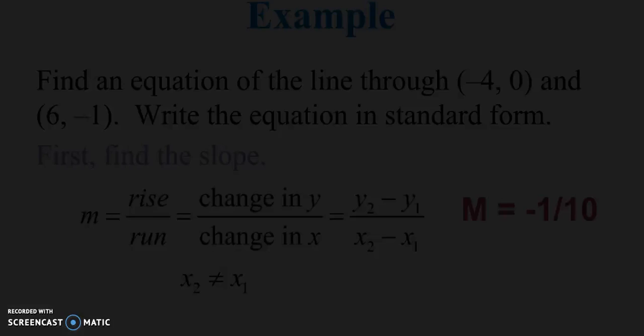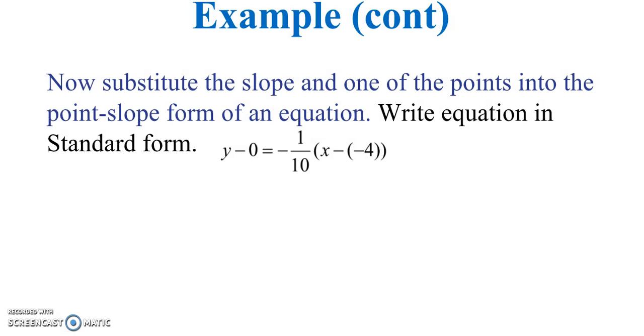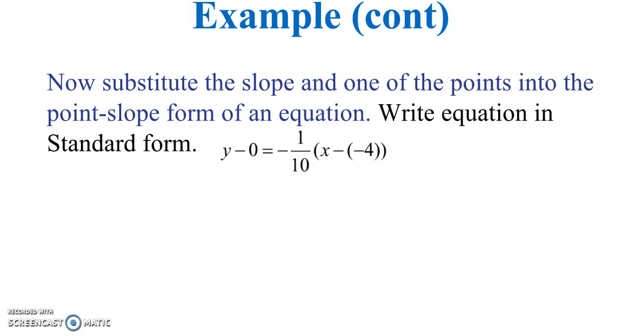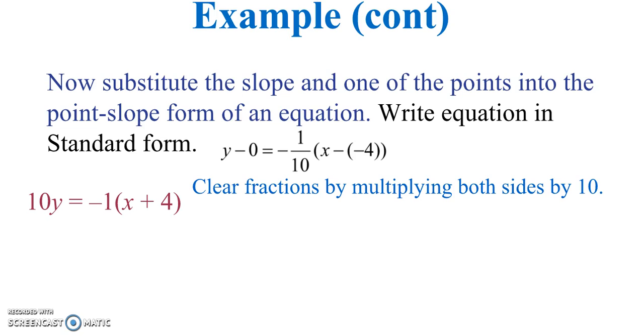All right. From there, we can plug it in. So we can pick, I'm going to go back, you can pick any of the points. So you can do 6, -1, or -4, 0. But of course, we like to work with zeros because it makes our math easier. So in my equation, I'm going to plug it in. I have y minus 0, because that's my y1, equals a -1/10, which is the slope we just found, multiplied by x minus -4, because that's our x, and then we start to solve.